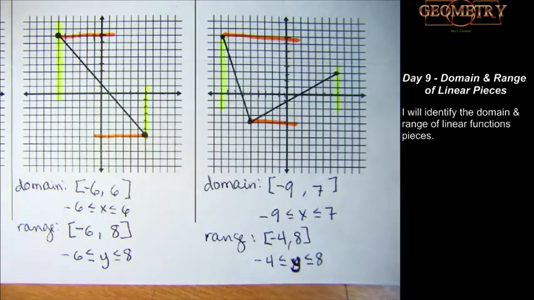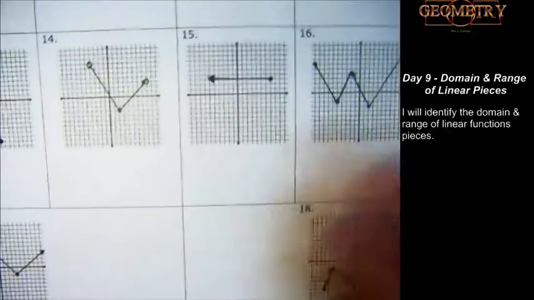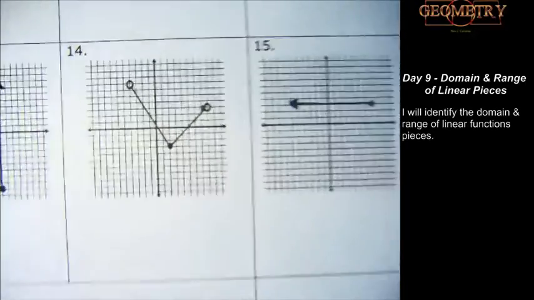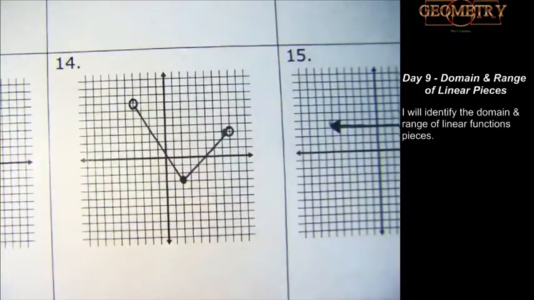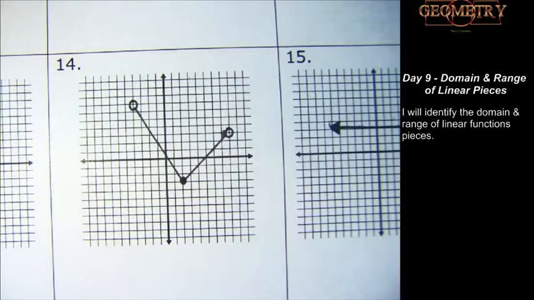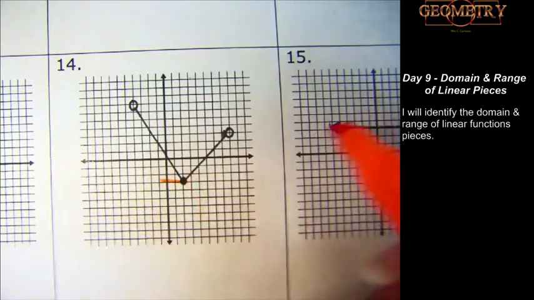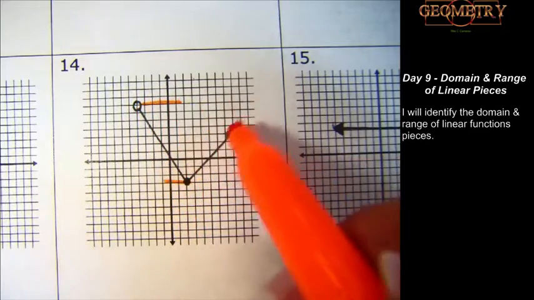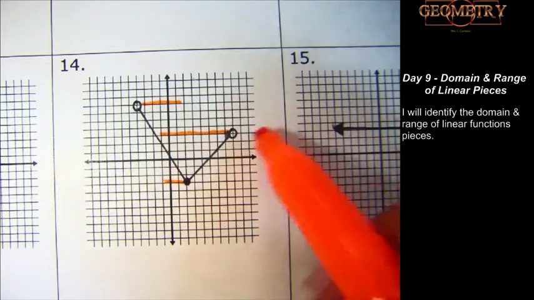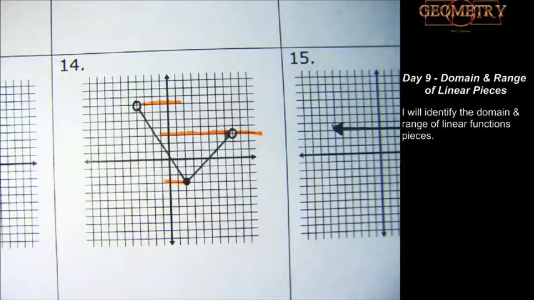Easy, right? All right. Let's take a quick look at the back. Because number 14, if I look at the range, I've got my lowest y value here, my biggest y value here, but look right here. I've got an open circle. So I'm going to have a break in my range.